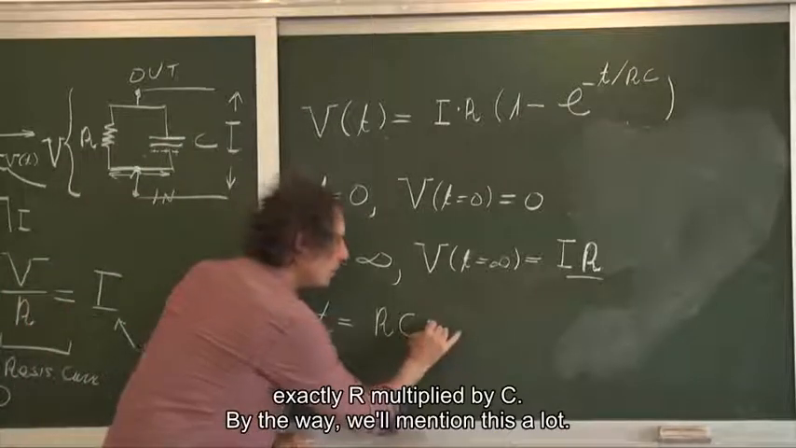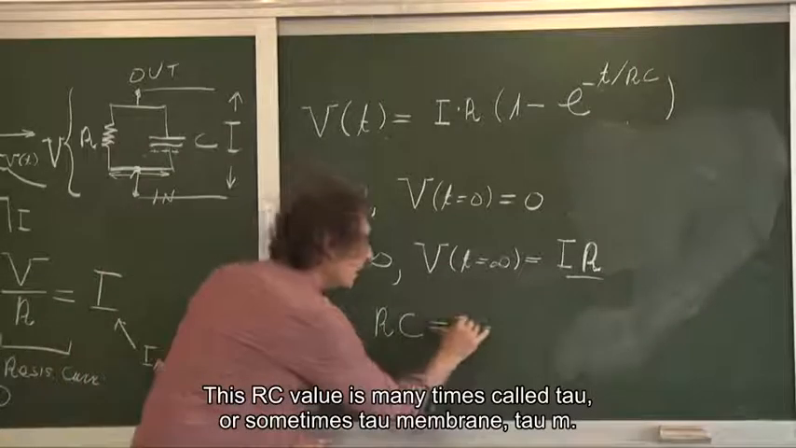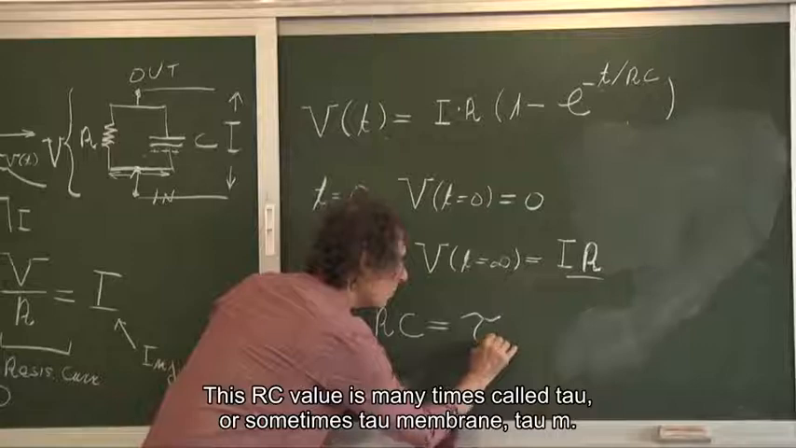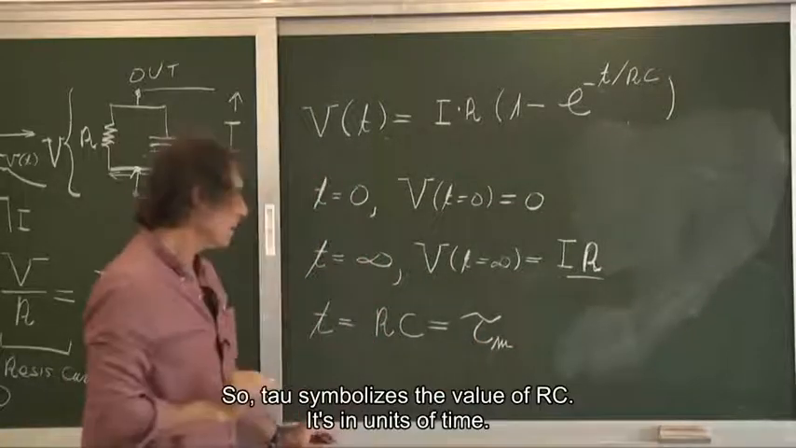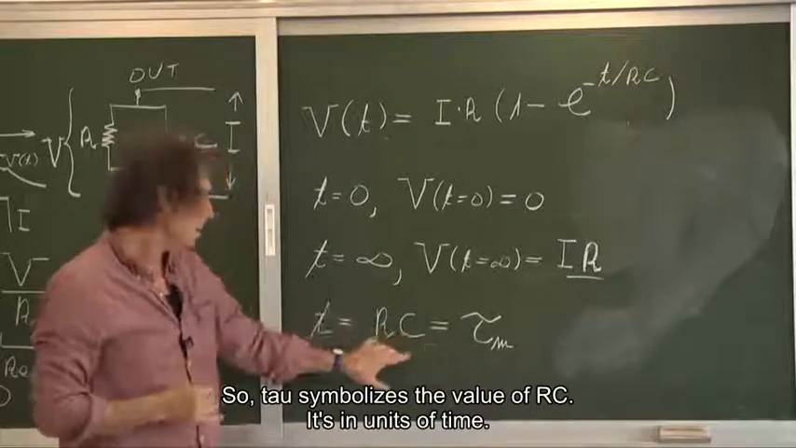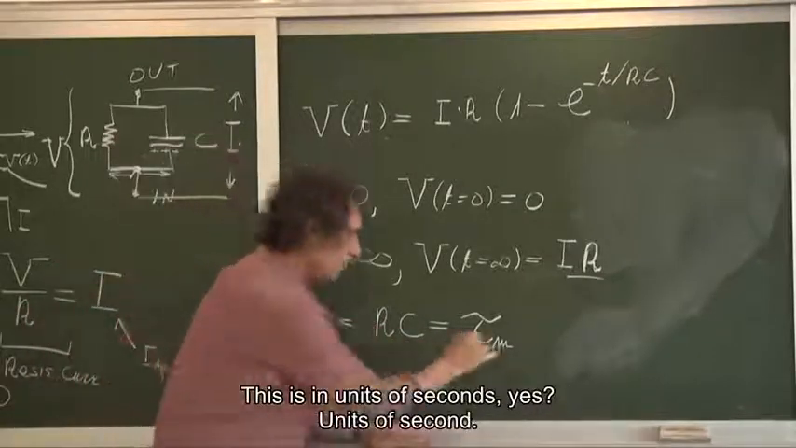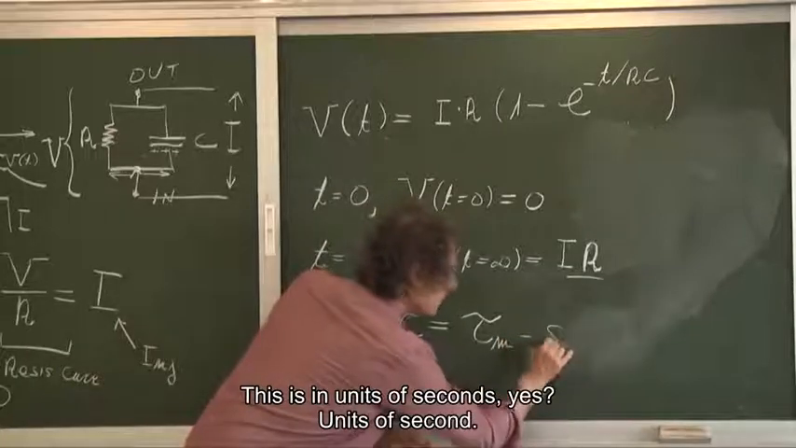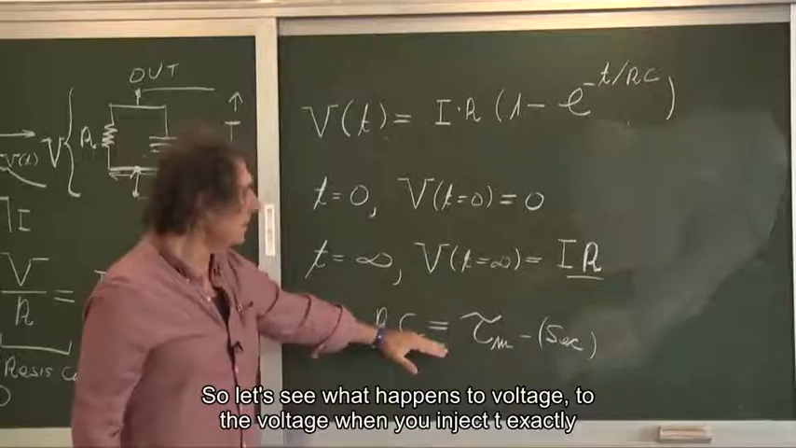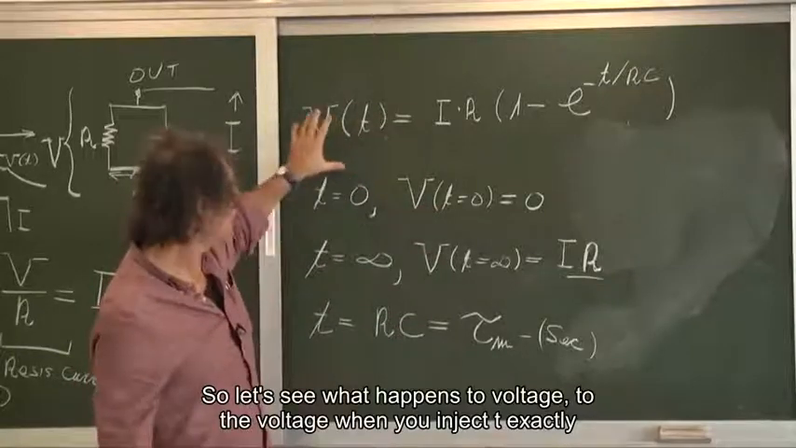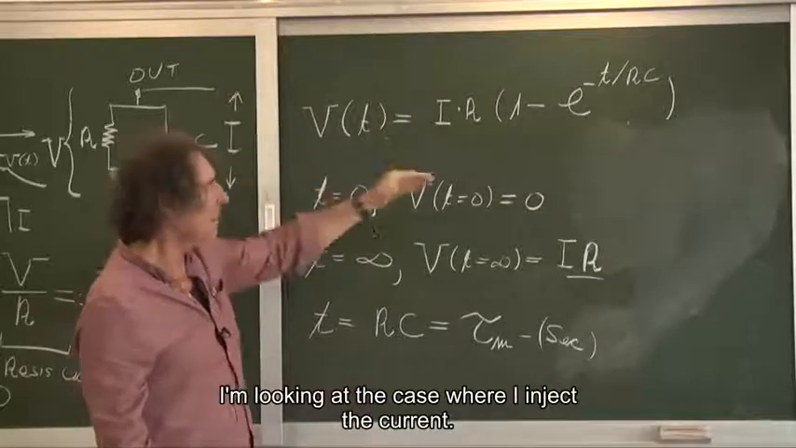By the way, we'll mention this a lot. This RC value is many times called tau, or sometimes tau membrane, tau m. So tau symbolizes the value of RC. It's in units of time. This is in units of seconds, yes? So let's see what happens to the voltage when you inject t exactly equal RC.